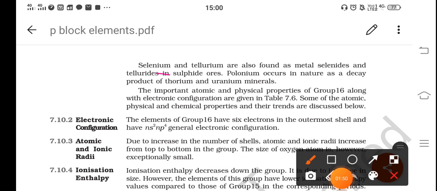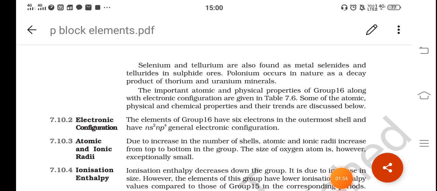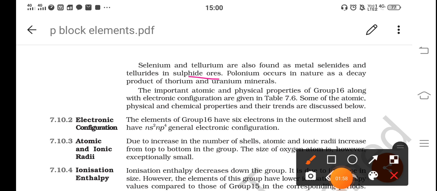The remaining elements, selenium and tellurium, are found in the form of metal selenides and tellurides in the earth's crust, along with sulfide ores. Polonium, being radioactive in nature, is found only in traces in the earth's crust. Now these were the occurrence of group 16.